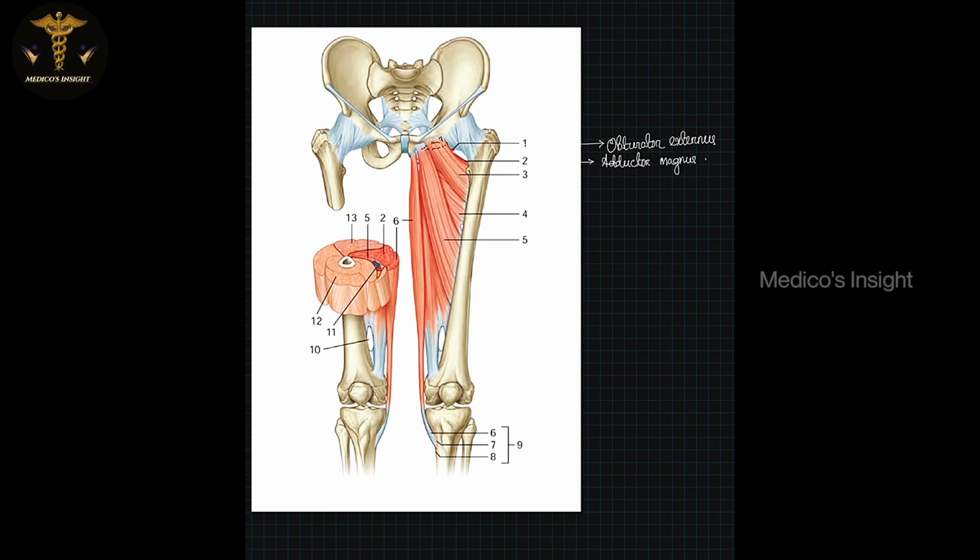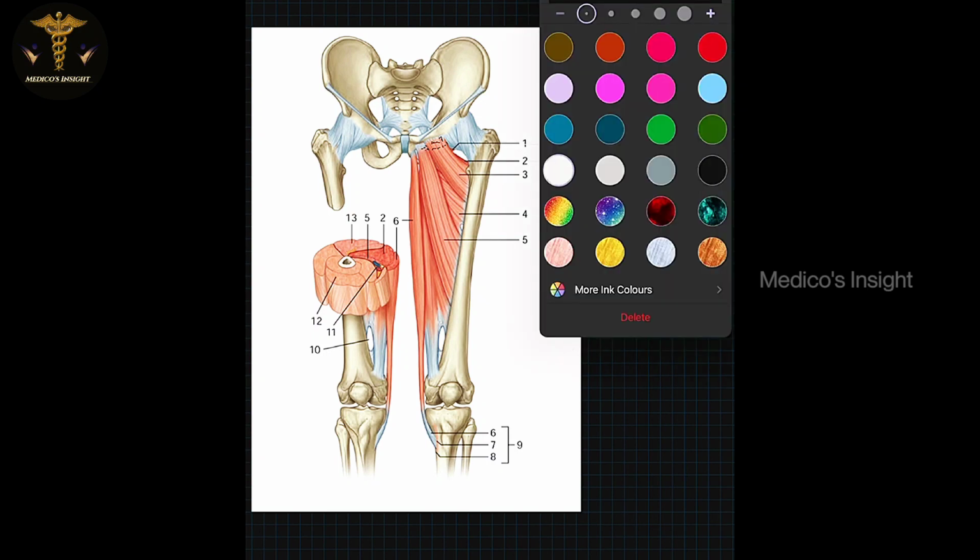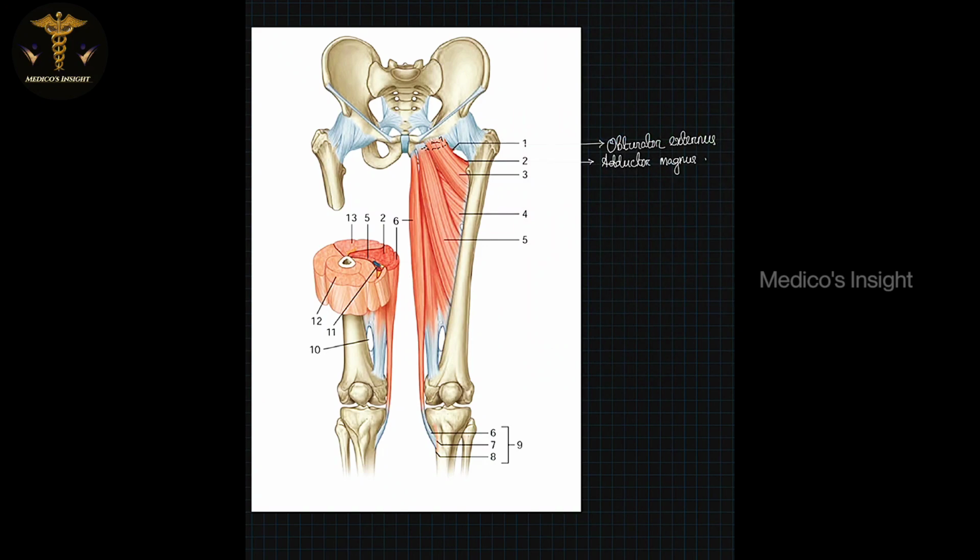Okay, so let's go to the next muscle, that is known as pectineus. And pectineus, as I clearly say, arises from the pectineal tubercle of the pubic bone and attaches to the pectineal line, which is present at the posterior surface of the shaft of the femur.